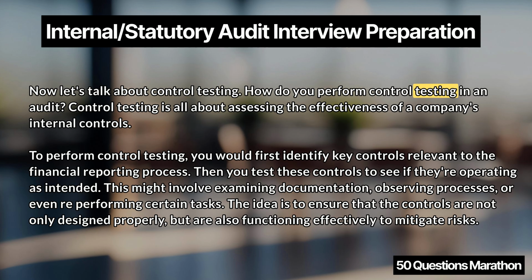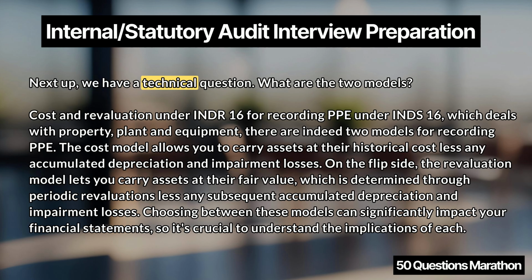Now let's talk about control testing. How do you perform control testing in an audit? Control testing is all about assessing the effectiveness of a company's internal controls. To perform control testing, you would first identify key controls relevant to the financial reporting process. Then, you test these controls to see if they're operating as intended. This might involve examining documentation, observing processes, or even reperforming certain tasks. The idea is to ensure that the controls are not only designed properly, but are also functioning effectively to mitigate risks.